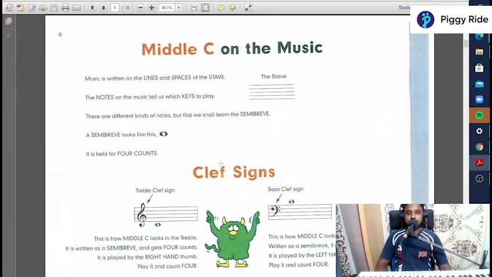After that we learnt about clef signs. There are 2 clef signs. One is the treble clef sign, the other one is the bass clef sign. Treble clef sign means we need to play with our right hand, and bass clef sign means we need to play with our left hand.